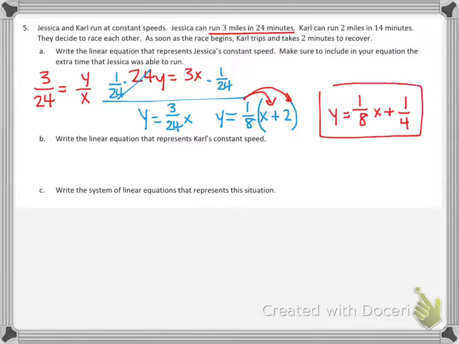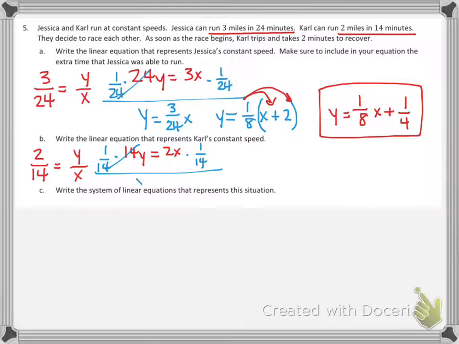I'm going to use that later. And then I need the equation for Carl. Well, Carl travels 2 miles in 14 minutes, so we'll use that, 2 miles in 14 minutes. We'll set that equal to y over x, and we get 14y is equal to 2x. And we're going to multiply by the reciprocal of 14, that's 1 over 14, on both sides.